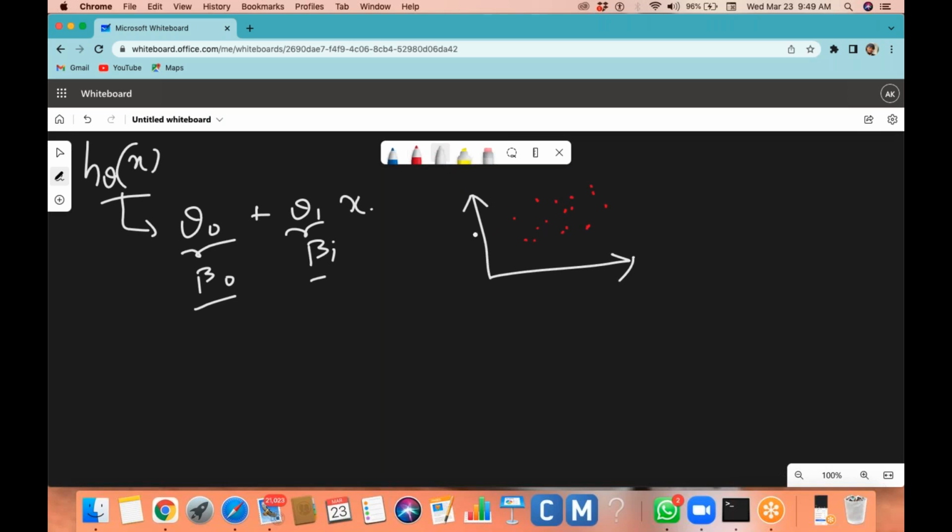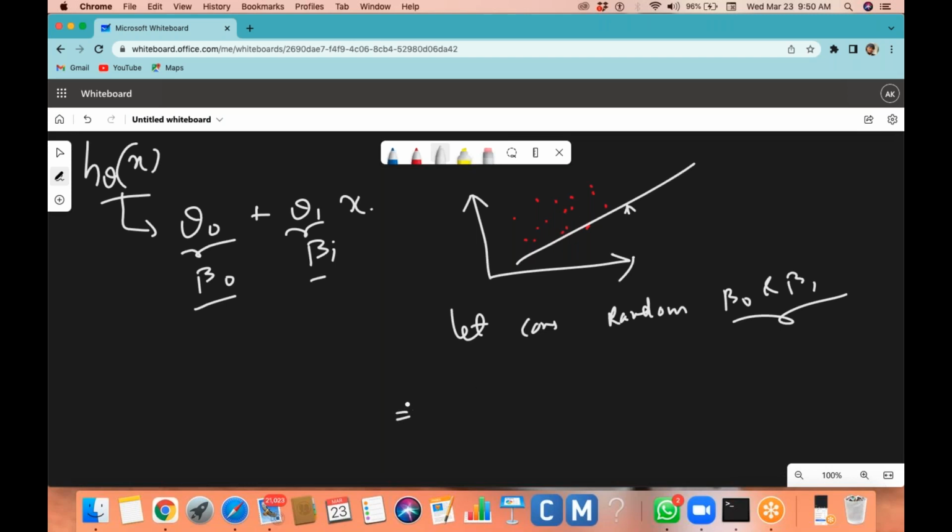So initially, I can tell you how the algorithm works. Let's consider some random beta naught and beta 1. With the help of these, we can find this particular line. The reason is that initially you select some small random values. After you select these random values, I draw the line, and with this line, how can you know whether it is the best fit line or not?